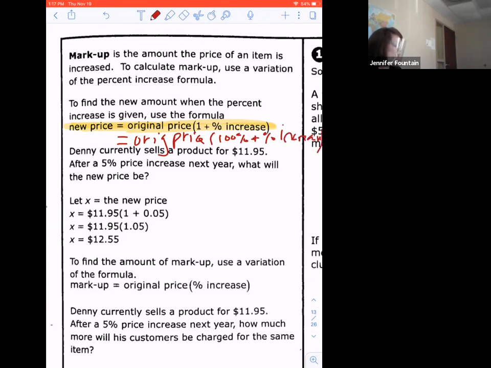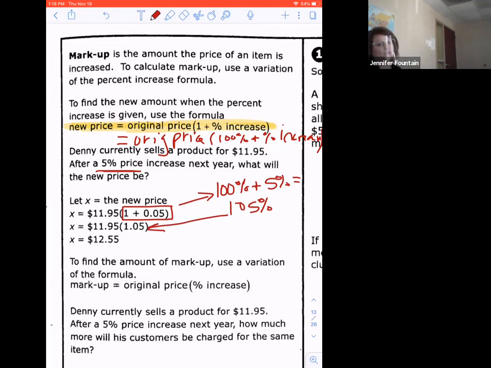Okay, so in this situation, it says Denny currently sells a product for $11.95. After a 5% increase next year, what will the new price be? So basically, I've got $11.95, and this 1 plus 0.05 is the same as saying, okay, I have to pay 100% of what it originally was, plus I'm marking it up 5%. Okay, so I've got 105%. So 105% as a decimal is 1.05. That's where that 1 plus 0.05 comes from.